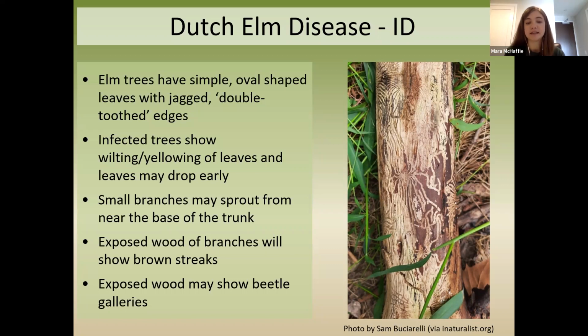Another symptom of the disease is that if the bark has peeled off the branches, you'll see brown streaks along the branches. That is basically a sign of the disease in the vessels of the tree. And then finally, you can look for signs of the bark beetles themselves. The photo on the right here is a photo of a trunk of an elm tree where the bark has peeled off, and you can see all these little galleries that the beetle larvae have made in the tree, and it's quite a distinct pattern.